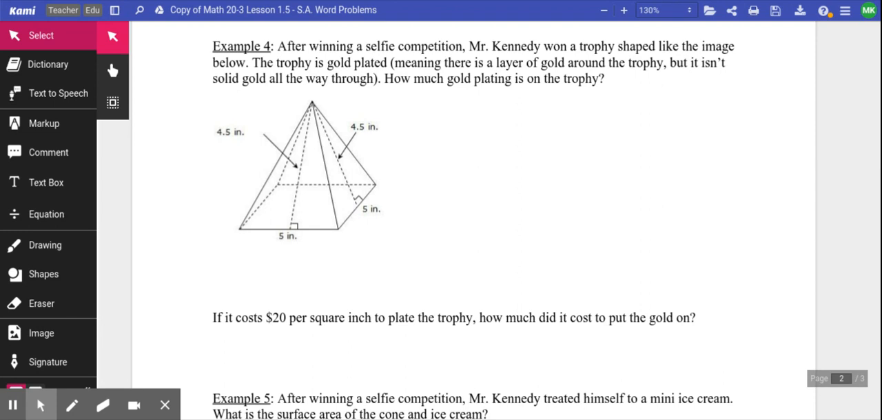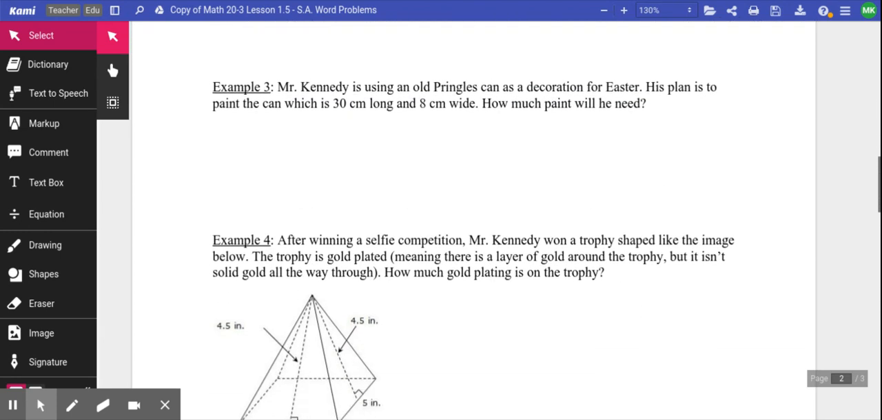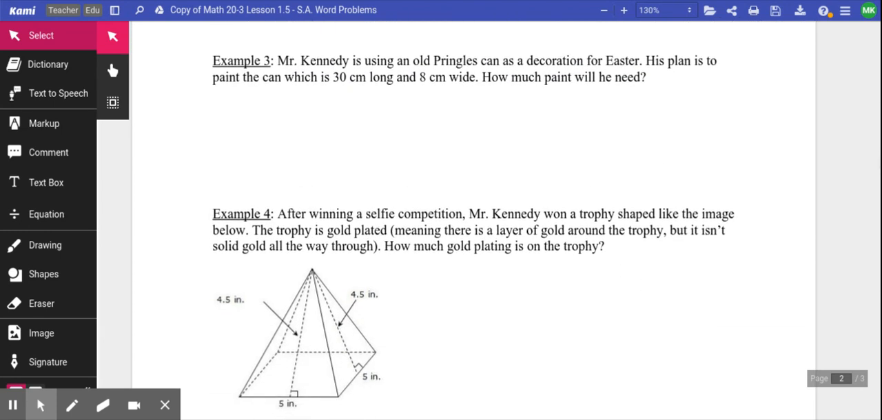Yeah, so it's not skip one. I skipped one. Yeah, I think so. Should we not put a bubble? Did I skip an example? They were number 4. Mr. Kennedy is using old Pringles. Oh, aha. I like my trophy question more.